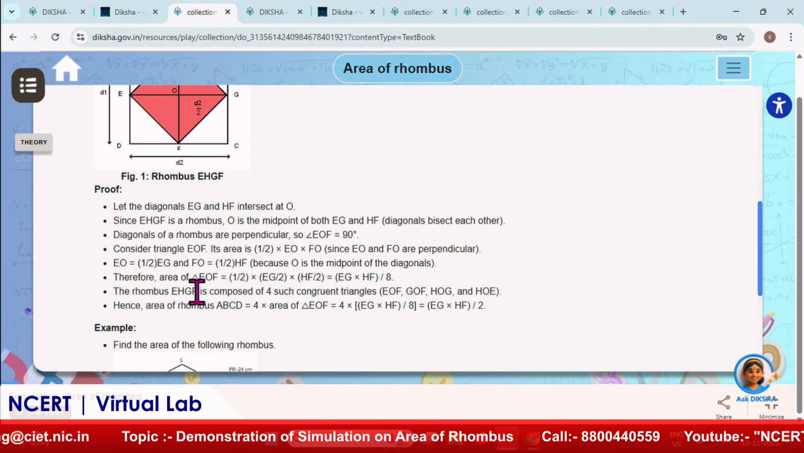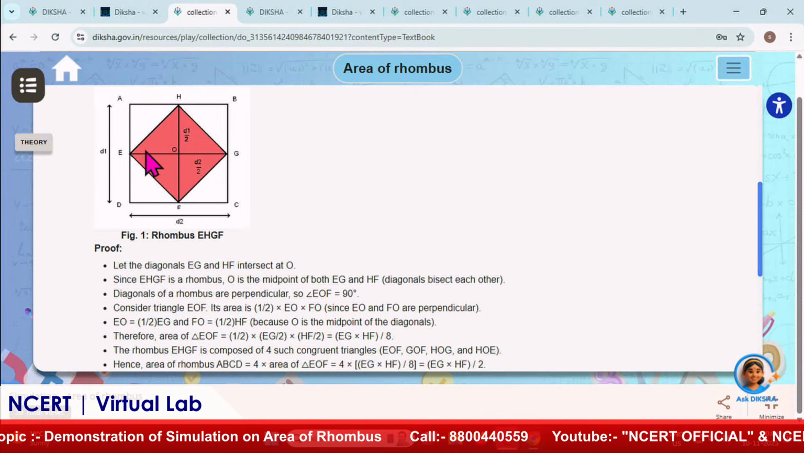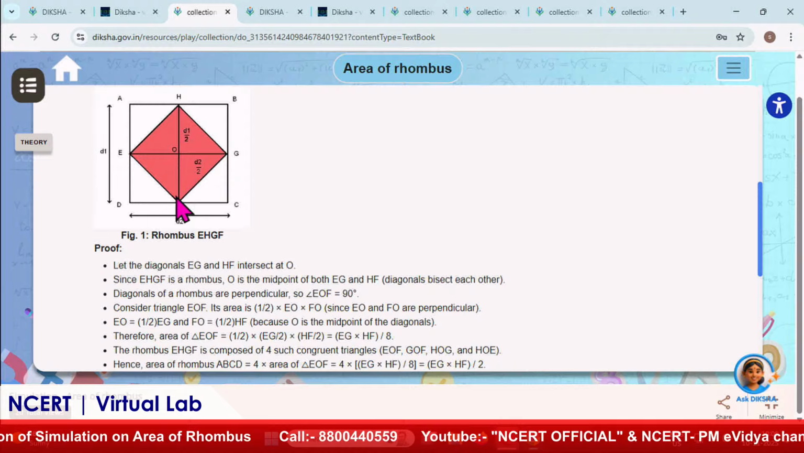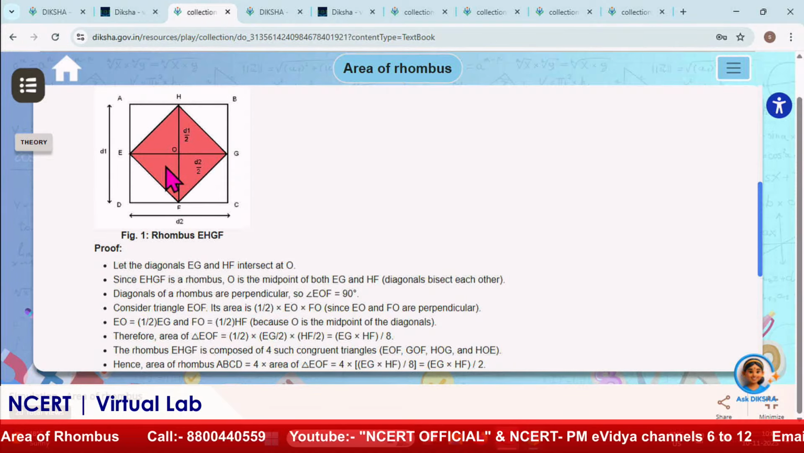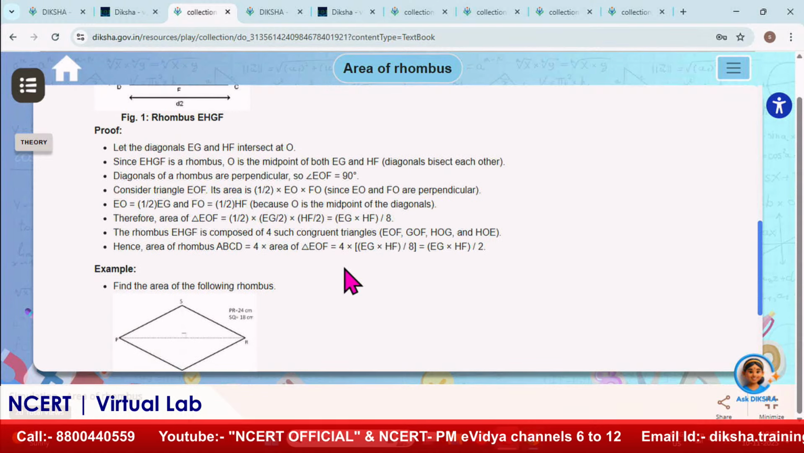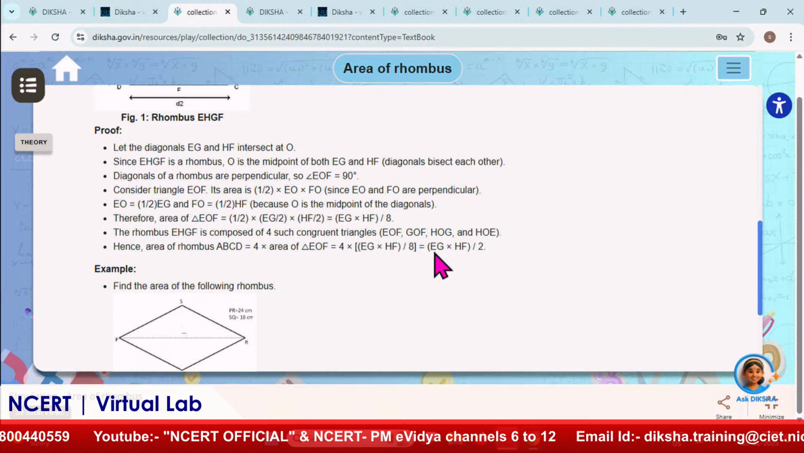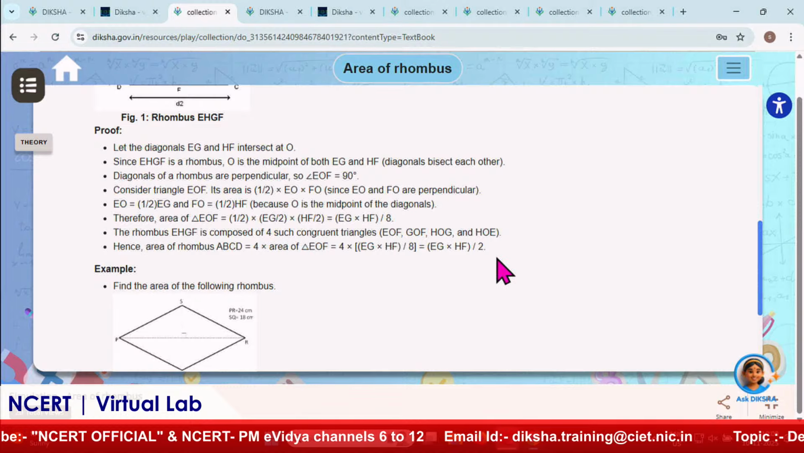So here we can see the area of EOF. In the theory part, the area of this triangle is found and multiplied by 4, and then we get the area of the rhombus, which is 1 by 2 into the first diagonal into the second diagonal.